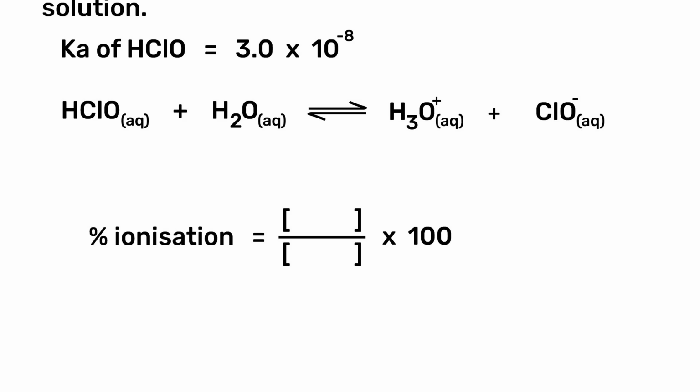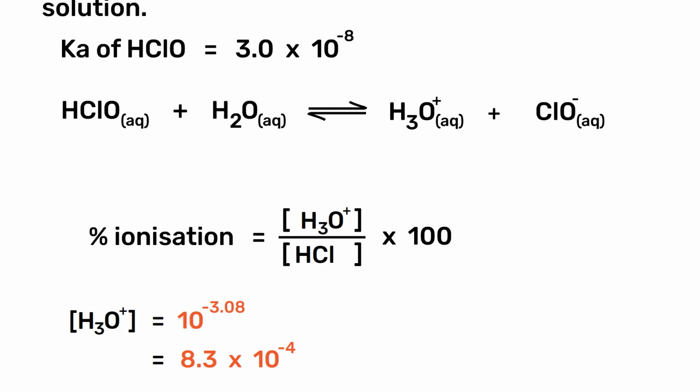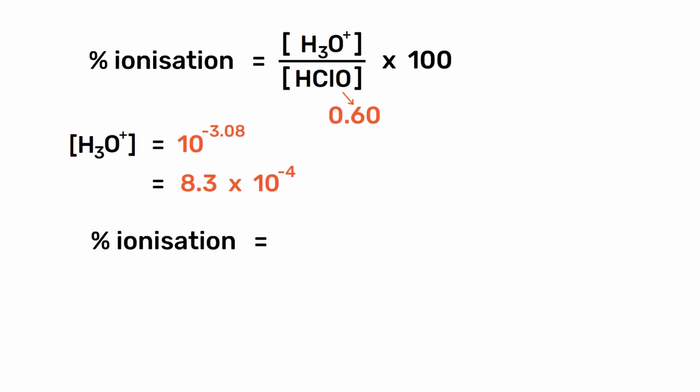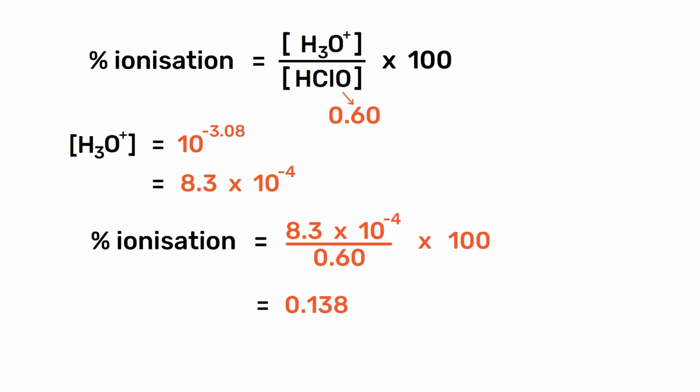So the concentration of hydronium ion is calculated, which is 8.3 × 10^-4. And the question already gives you the concentration of hypochlorous acid, that is the initial concentration, which is 0.60. All you have to do now is plug in the values of hydronium ion and the initial concentration of the acid, times it with 100, and you'll get the percentage ionization.